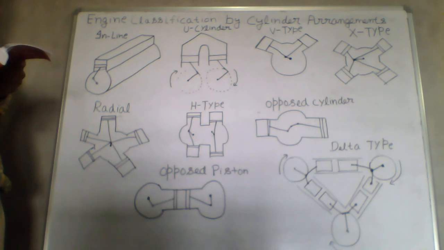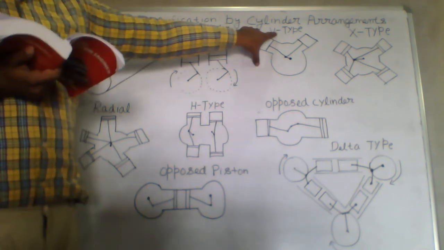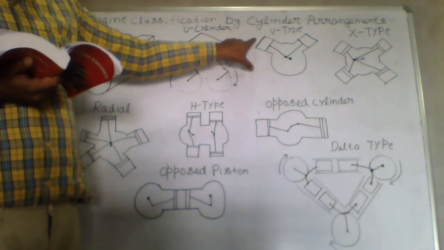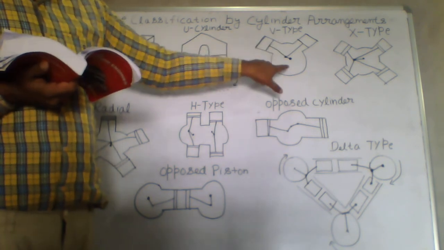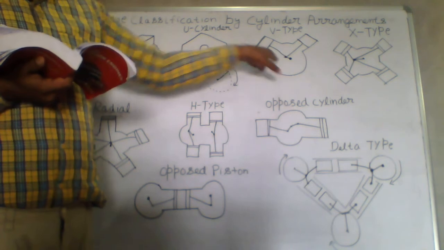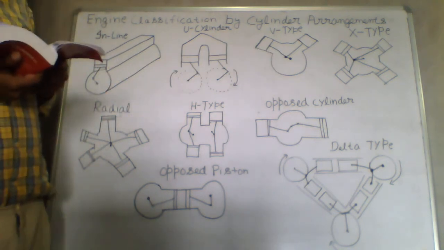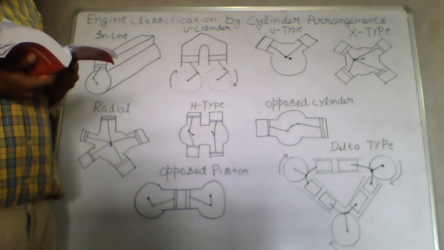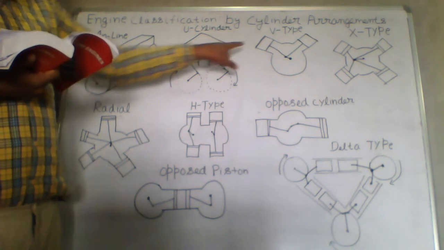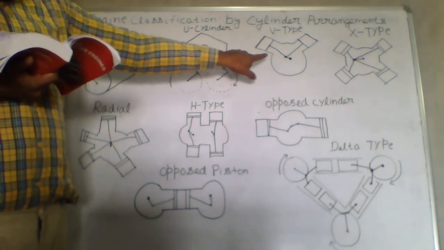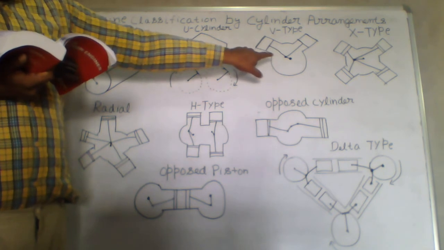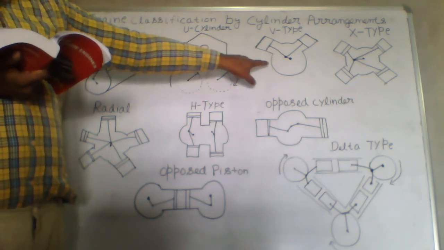The next type is V type. In the V type engine, you can see the two cylinders are arranged in a V shape. They are connected to a single crankshaft. In this engine, there are two banks of cylinders inclined at an angle to each other, with one crankshaft.